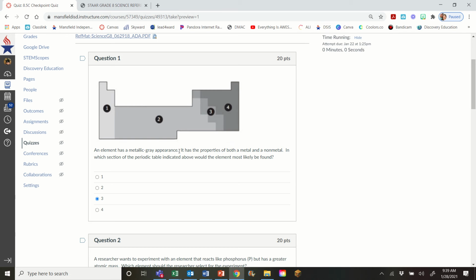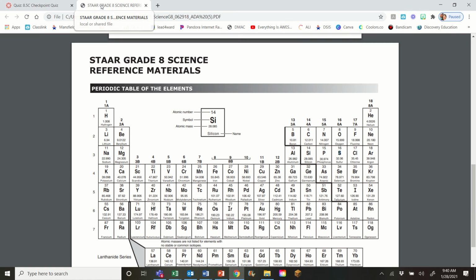Because it's telling us that, and this is kind of the key phrase, it has properties of both a metal and a nonmetal. So if it's got properties of both, it's going to be a metalloid. And then it's just a matter of knowing where on the table the metalloids are located. Now there's one thing you can use to kind of help remind you.